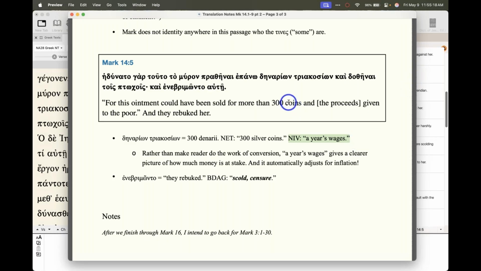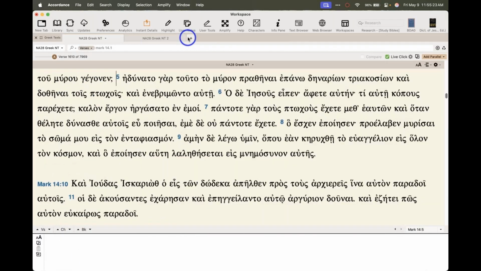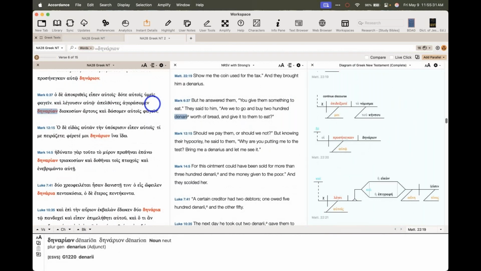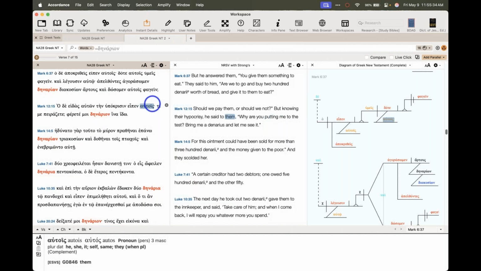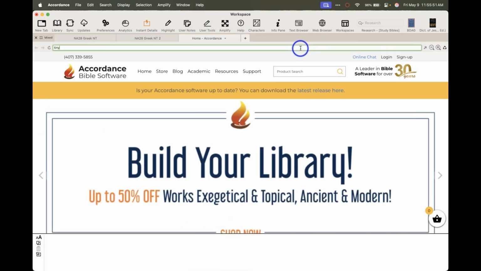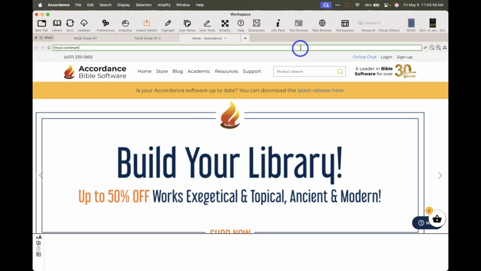Now, if you wanted to research this unit of measure more, you could do that. But I think this is also a good point to say, well, wait a second. Did we have a denarius elsewhere in Mark? And what did I do there? In fact, Mark 6:37, 200 denarii worth of bread. Mark 12:15, bring me a denarius and let me see it. So I'm not going to go through this whole process right now, but what I would do here is sort of a consistency spot check and just see what have I been doing all along the way.